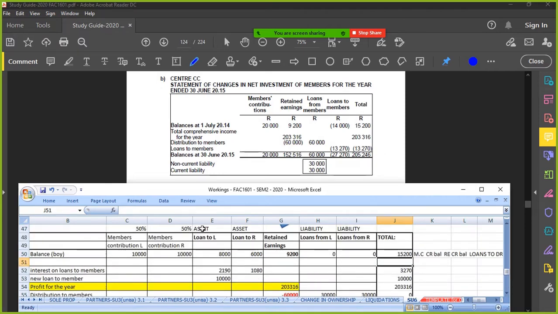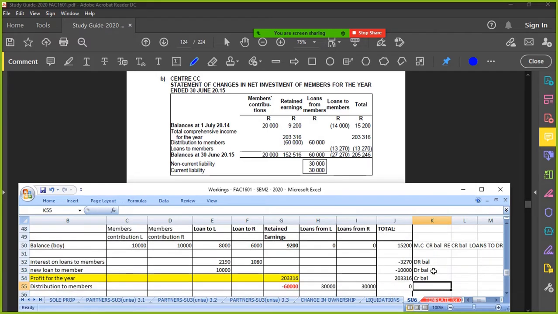Let's check. Assets would be a debit balance. So if it's a debit balance, it would be a minus. The new loan, it's an asset, so it'll be a minus as well. The retained earnings will be a credit balance. Let me write this down actually. Debit balance, credit balance. I've never seen them ask for a total column, so it's not often something that you have to do in a test exam paper, but I'm just showing it now just so you have an idea.